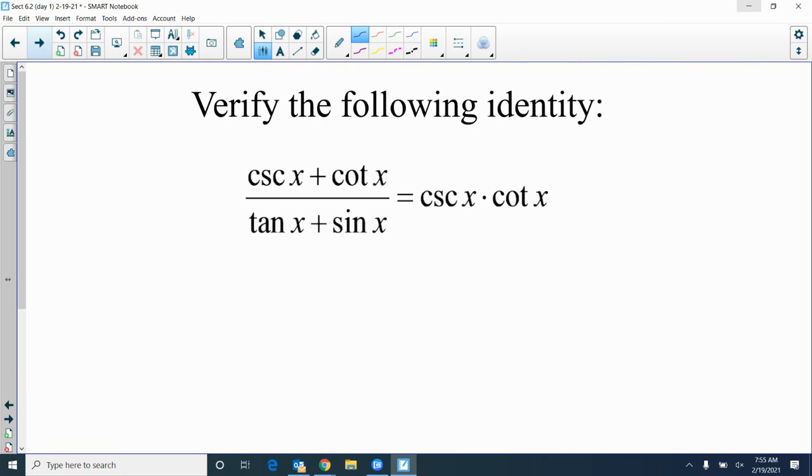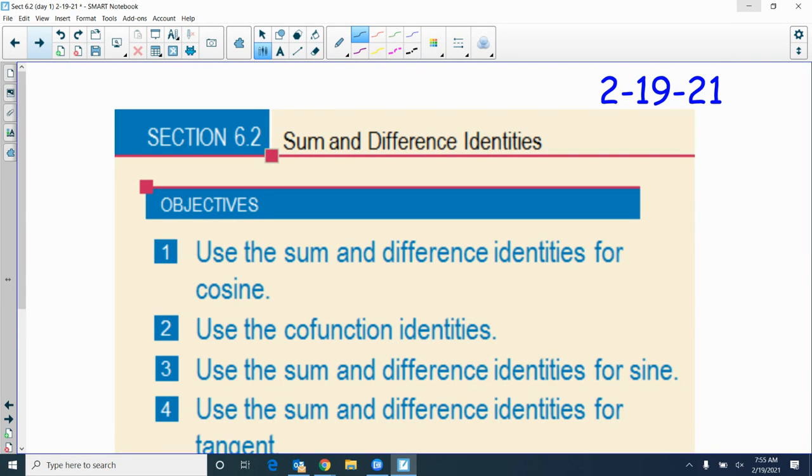All right, we are going into section 6.2. We're going to skip this just due to time. We're going to skip that one due to time. All right, sum and difference identities. I'll go over what that means.